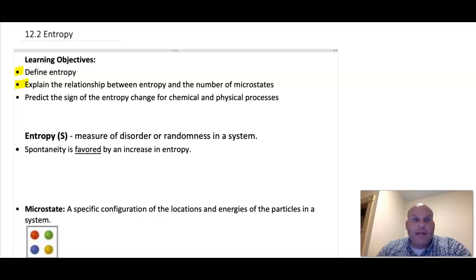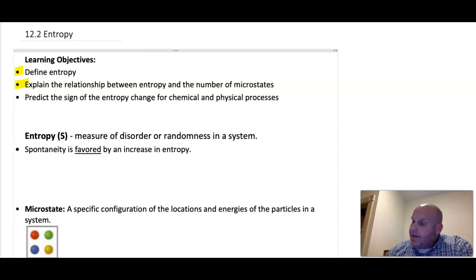You may remember that in our first video, we focused on the first two learning objectives listed here: define entropy and explain the relationship between entropy and the number of microstates. Here in this second video, we are going to focus on the third learning objective: predict the sign of the entropy change for chemical and physical processes.